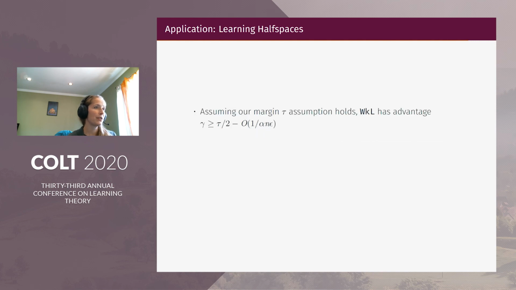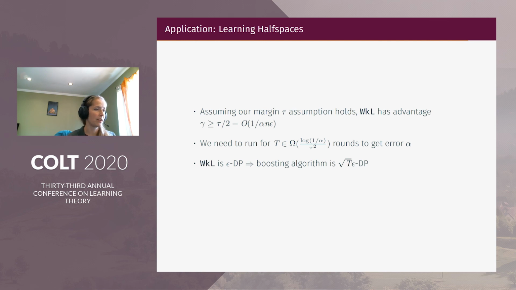We can show this weak learner has advantage on the order of tau, so long as we take our sample size n to be large enough. Our boosting theorem then has us run for log 1 over alpha over tau squared rounds to get our error alpha, and privacy loss root T epsilon. So to achieve target privacy epsilon star, we have to take n larger than 1 over alpha epsilon star tau squared, and this suffices.